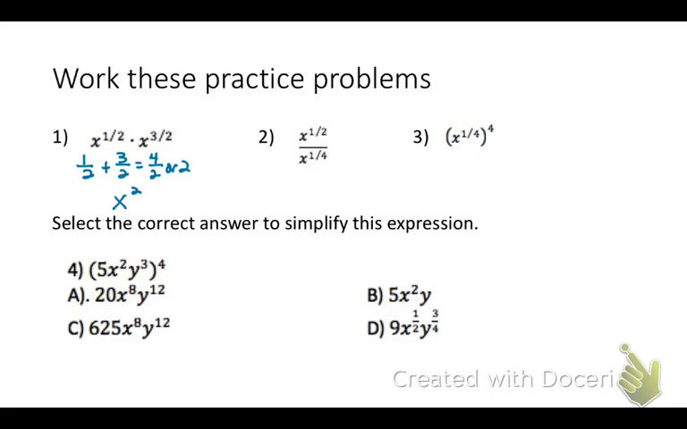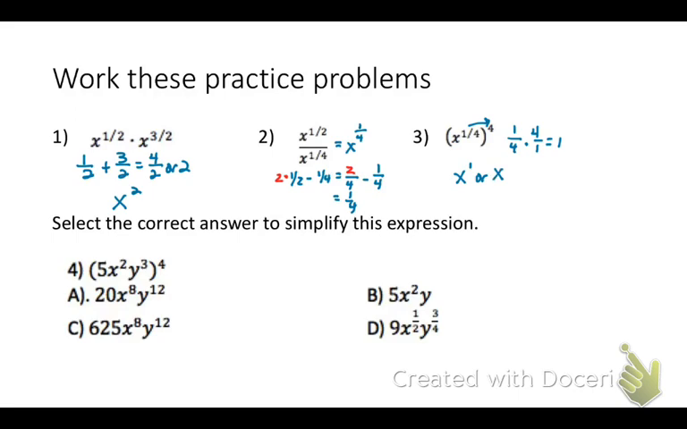Now with number 2, we're dividing, so we're going to subtract those exponents. So 1/2 minus 1/4 is the same as 2/4 minus 1/4, which would actually be, 2 minus 1 is 1, 1/4. Number 3, we're raising a power to a power, so we're going to multiply those exponents. 1/4 times 4 is 1.